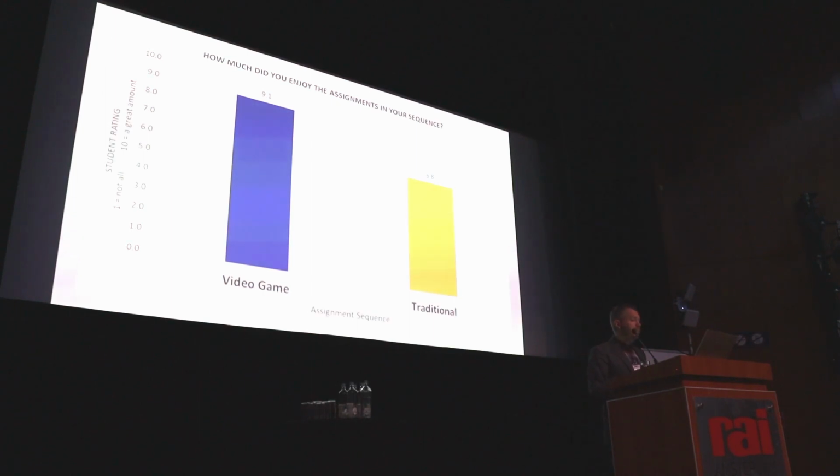Okay, now in terms of how much students enjoyed the class, right? Again, this gets back to like, hey, we play video games, this is fun, I love this stuff. And again, this is self-reported data for their own experience going through the assignment sequences. On a 10-point scale, you end up with something around a 9 for people who chose the video game sequence, and something around a 7 for people who chose the traditional assignment sequence.